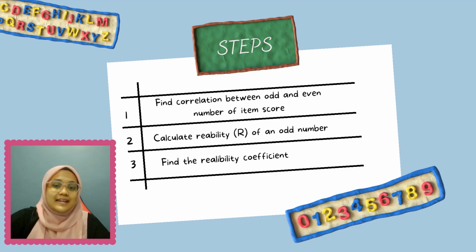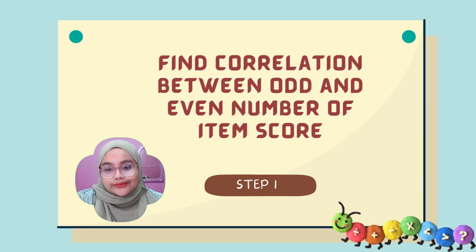First, find the correlation between odd and even number of items scored. The second step is calculate the reliability of an odd number. And the last step is find the reliability coefficient.